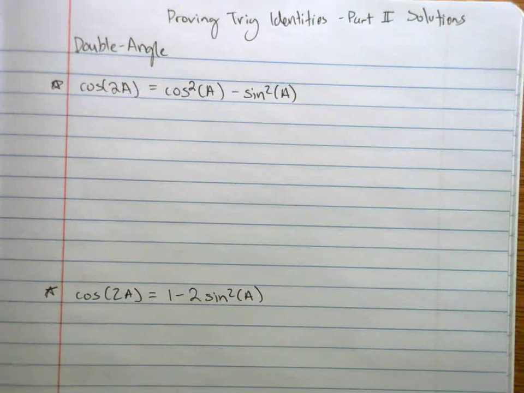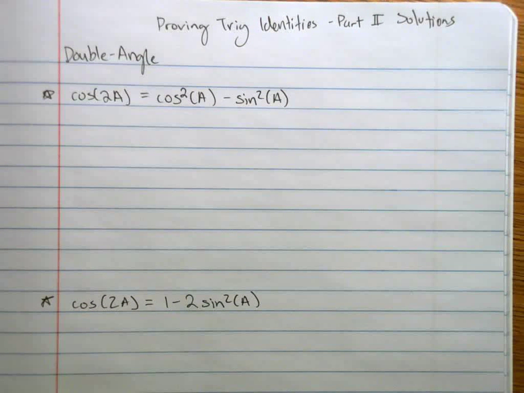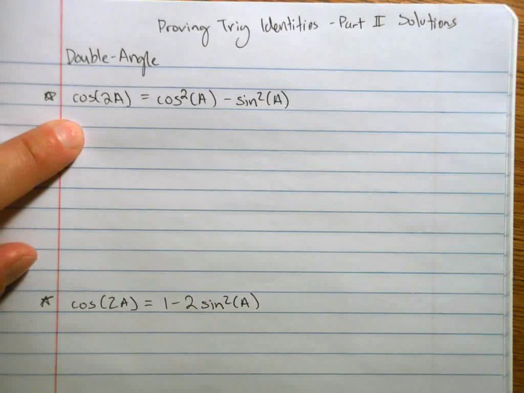Solutions to proving trig identities, part 2: double angle, half angle. In each of these, we're going to use two things.